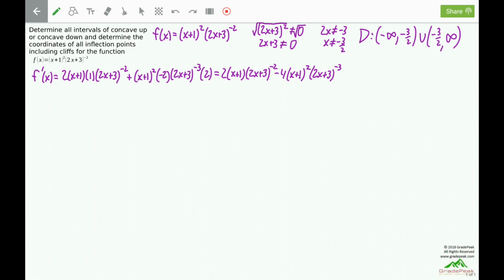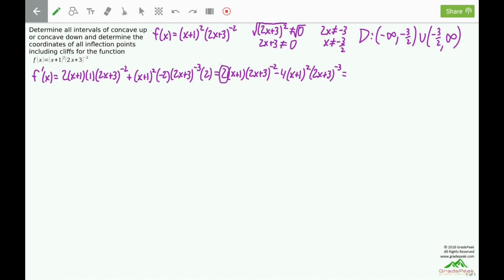If we were to take the second derivative from here, we will need a product rule for the first term and a product rule for the second term. That can be a little messy, so we can attempt to factor the first derivative before we take the second derivative. Perhaps that will simplify it.